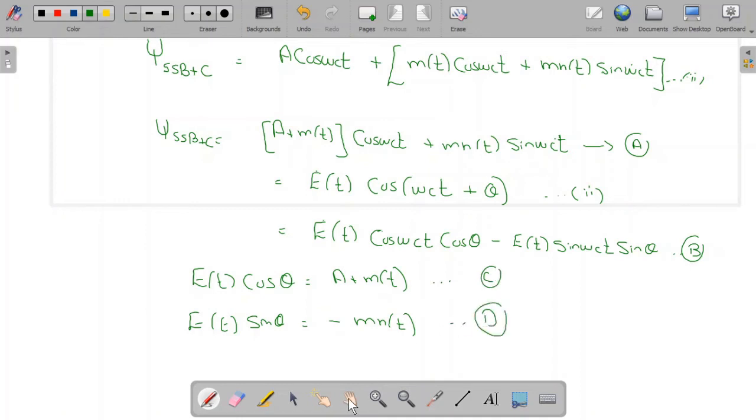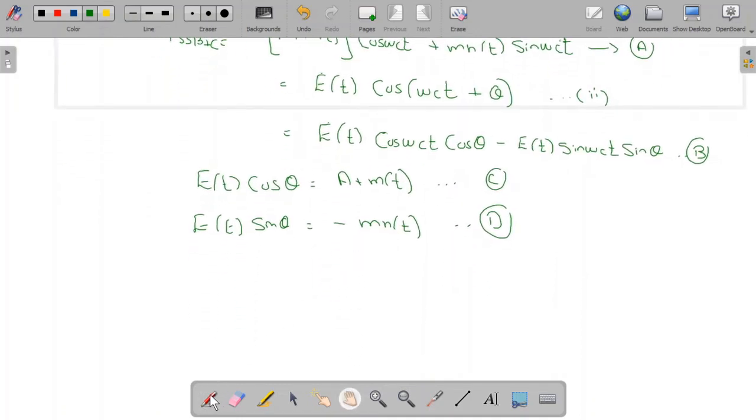Now what I am going to do is add equation C and equation D, and also take the square. So this will be e square t cosine square theta plus e square t sine square theta, because I am taking the square of C and the square of D and then adding them together.